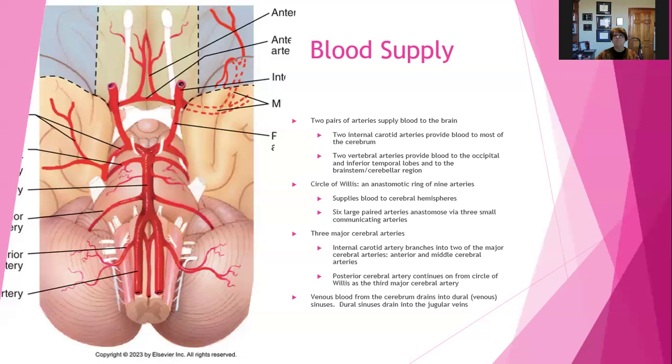Venous blood from the cerebrum drains into the dural sinuses or the venous sinuses, and the dural sinuses drain back into the jugular veins and then go back to the heart, to go to the lungs, get oxygenated, back out of the heart, back up to the brain. So circulation, just like our circulatory system every place else. But the brain is one area that cannot be deprived of its circulation. Really important.